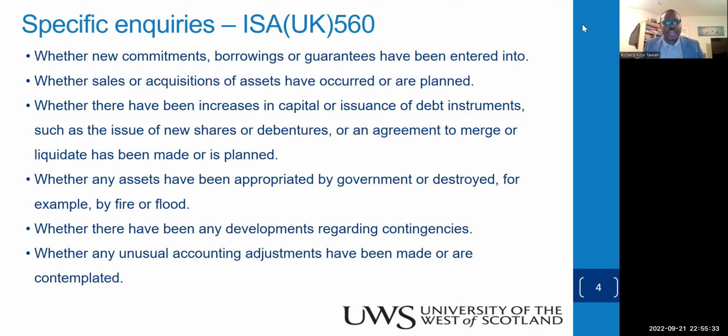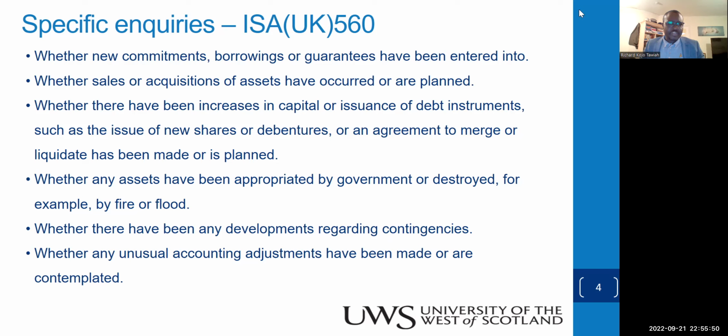So specific inquiries you are supposed to make under ISA 560: ask whether there are new commitments, new loans which have been borrowed, any loan covenants or guarantees which the company has entered into.